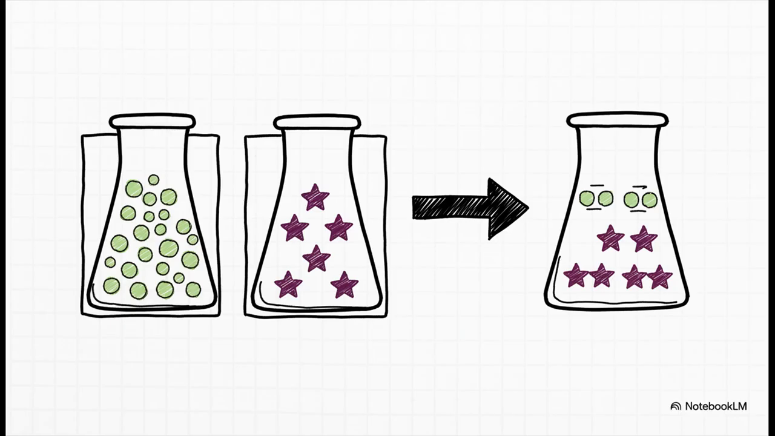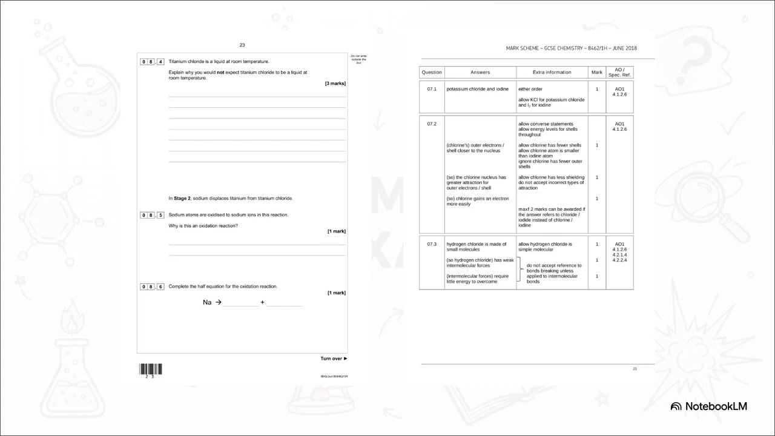Okay, so the question is, what do you get when a chlorine solution reacts with potassium iodide solution? This is a textbook displacement reaction, right? You've got a more reactive halogen about to come in and push out a less reactive one. So what exactly does the mark scheme want for that one point? And there it is. The mark scheme is looking for potassium chloride and iodine. That's it.